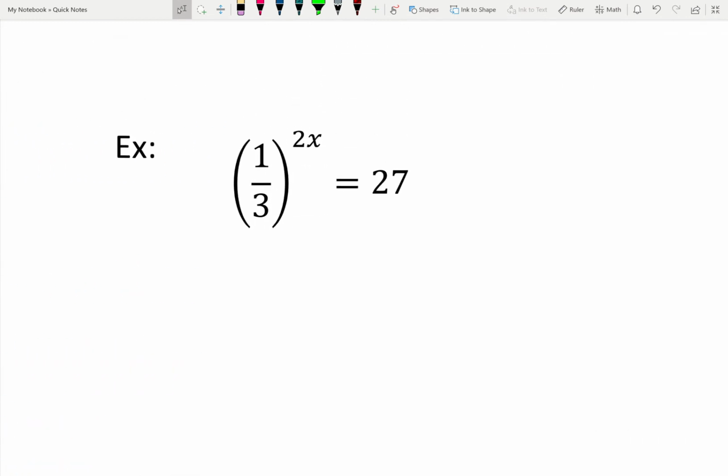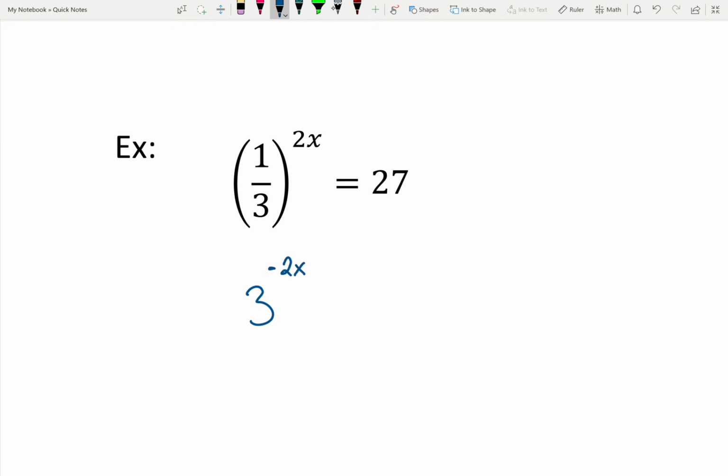So same thing happens. We have a fraction here. I want to get that 3 in the numerator. So what I'll do is I'll create a base 3, but because I took them from the denominator to the numerator, I'm going to put a negative in that exponent, minus 2x.